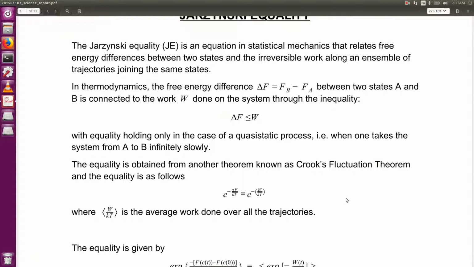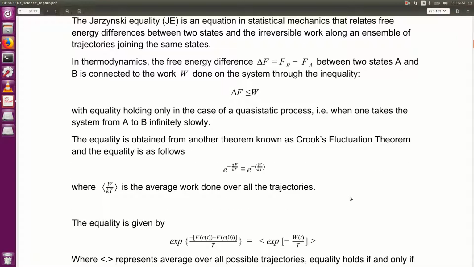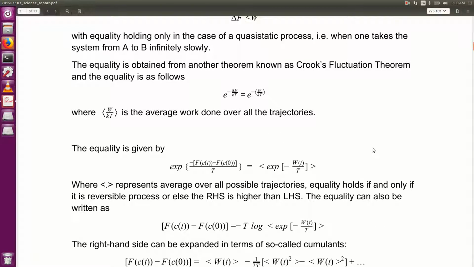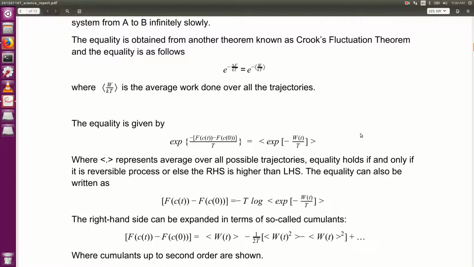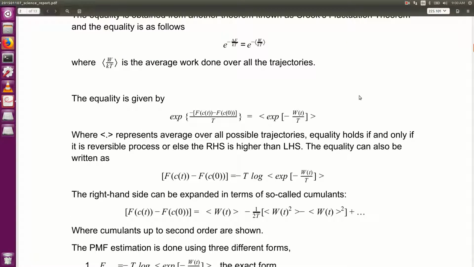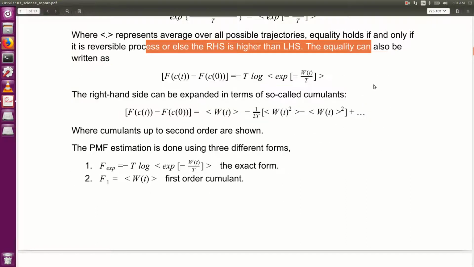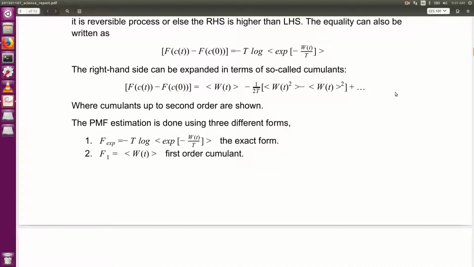The equation is also obtained from another theorem known as Crooks fluctuation theorem, and the equality is as follows: e to the power minus ΔF by kT equals the average of e to the power minus W by kT, where the average is taken over all the trajectories. Similarly, the equality is given by exponential of minus ΔF divided by T equals the average of exponential of minus W(t) divided by T. The right hand side of the equation can be expanded in terms of so-called cumulants. On expanding it in terms of cumulants, we get this equation where cumulants up to second order are shown.